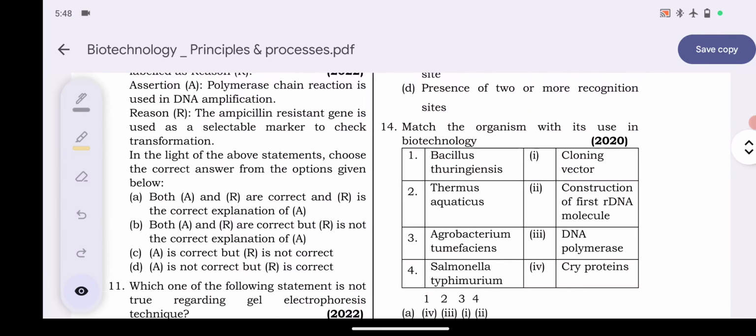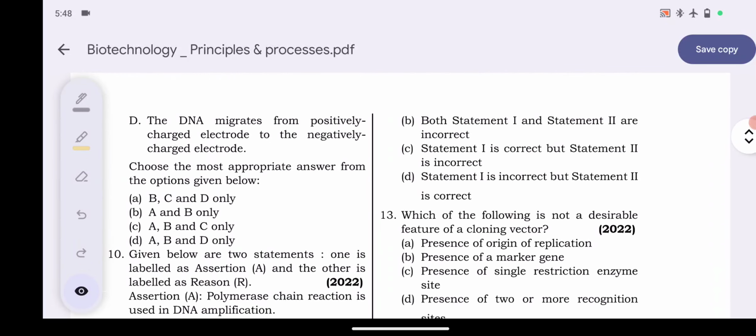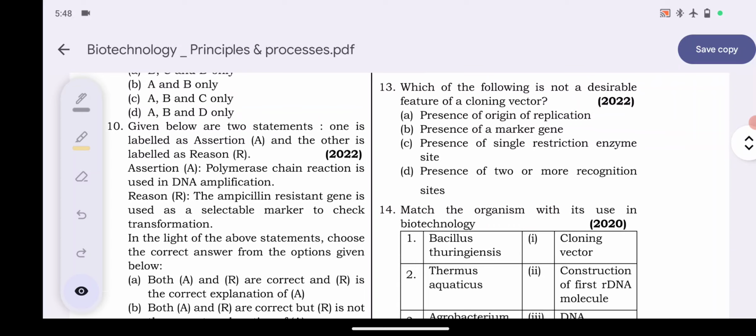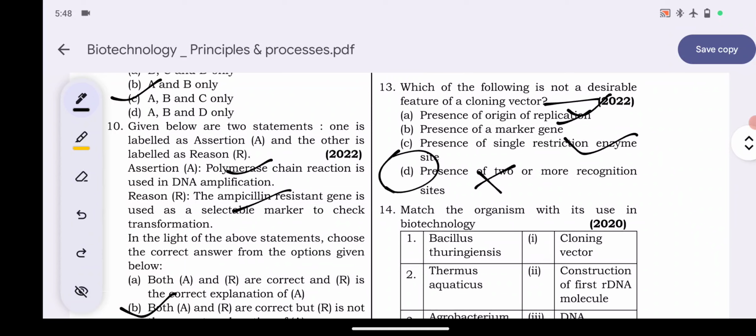Question number 13. Which of the following is not a desirable feature of a cloning vector? Not a desirable feature of a cloning vector. Presence of origin of replication, this is a desirable factor. Presence of marker gene, this is also a correct one. Presence of single restriction enzyme site, correct. Presence of two or more recognition sites, this one is the wrong one. Here they have asked for not, so D is your answer.